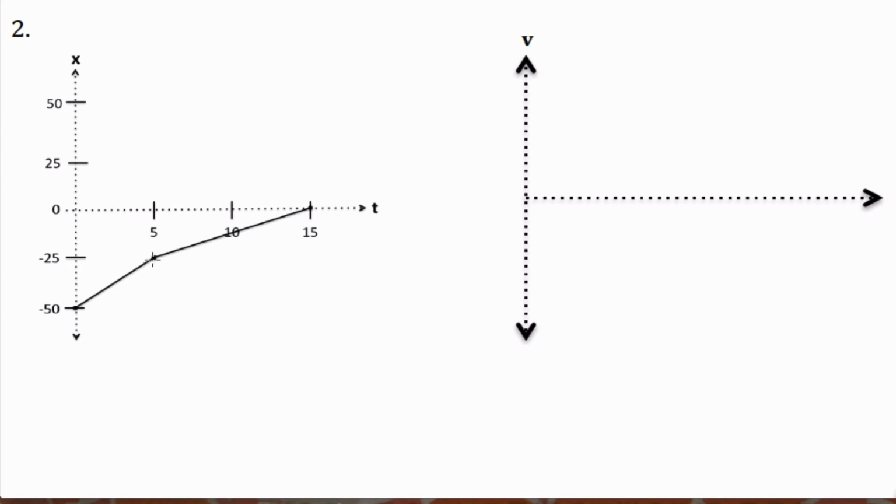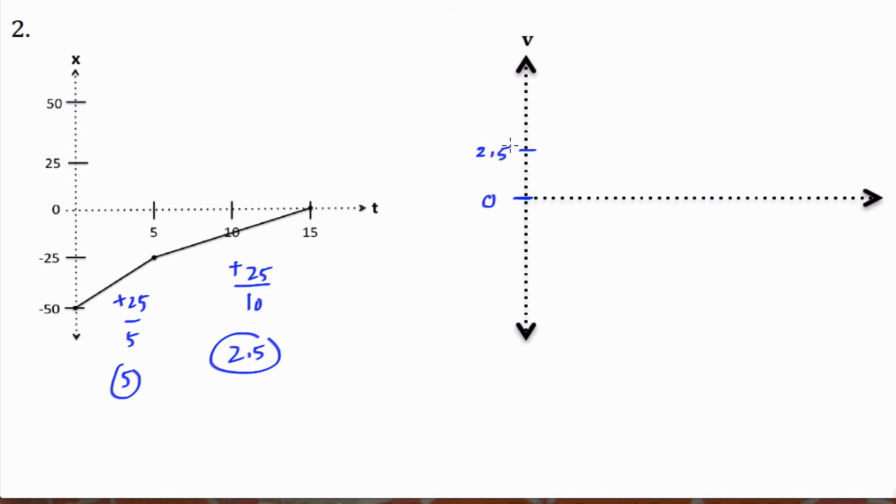This goes from -50 to -25 in 5 seconds. So it goes up 25 in 5 seconds, which gives me a slope of +5. This also goes up 25. It goes from -25 to 0, so it also goes up 25, but this takes 10 seconds. It takes from 5 to 15 seconds, which is 10 seconds, so we get a positive slope of 2.5. I'm not graphing any negative numbers here on my velocity time graph. There are no negative velocities.